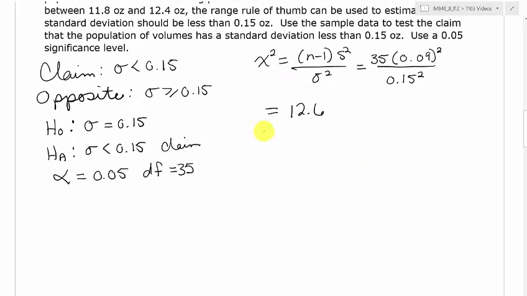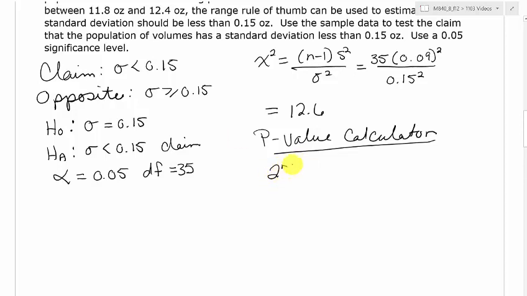Next, if you're going to use your graphing calculators to find a p-value, in order to do that, you would need to click on second bars, and then select the chi-squared CDF. There is no test for standard deviations in your graphing calculator, so you'll just need to use your calculator to find the p-value. You'll have to give it the lower bound, the upper bound, and the degrees of freedom.